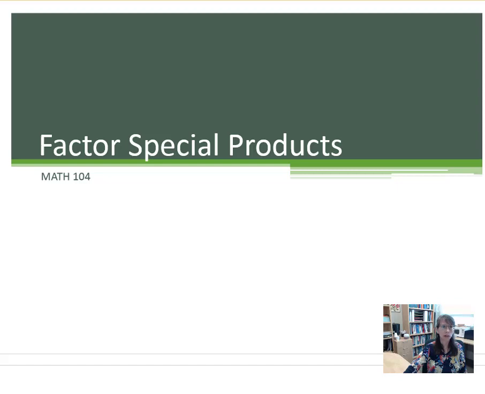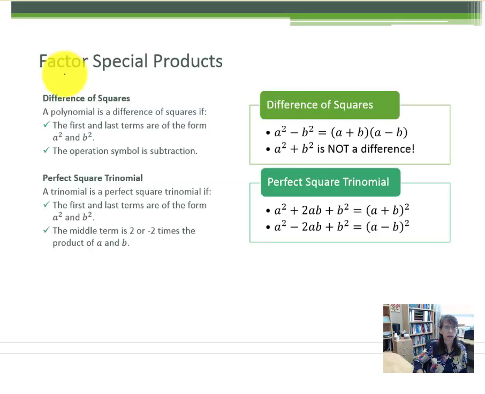In this video, we'll learn how to factor special products. To factor special products, we first want to know what those special products are. The first one is called difference of squares. You'll know if you have a difference of squares if the first and last terms are of the form a squared and b squared. That is, they are terms that are perfect squares, like 25 or 49 or x squared, something like that. The operation symbol must be subtraction, or it is not considered to be a difference, because difference means subtraction.